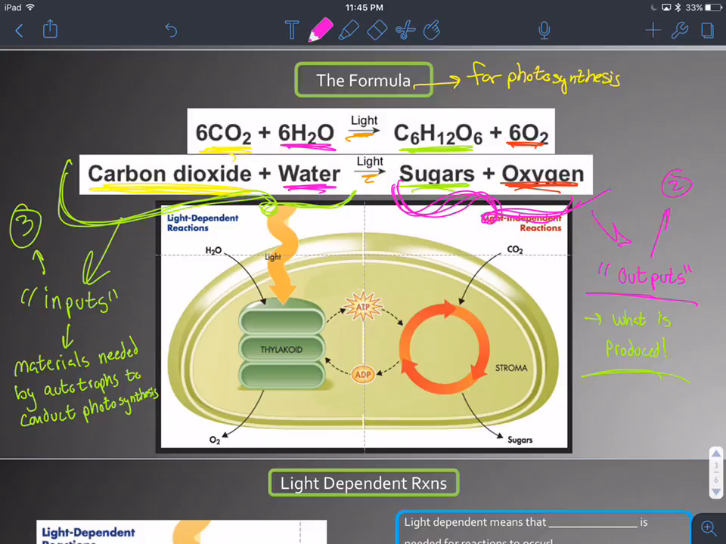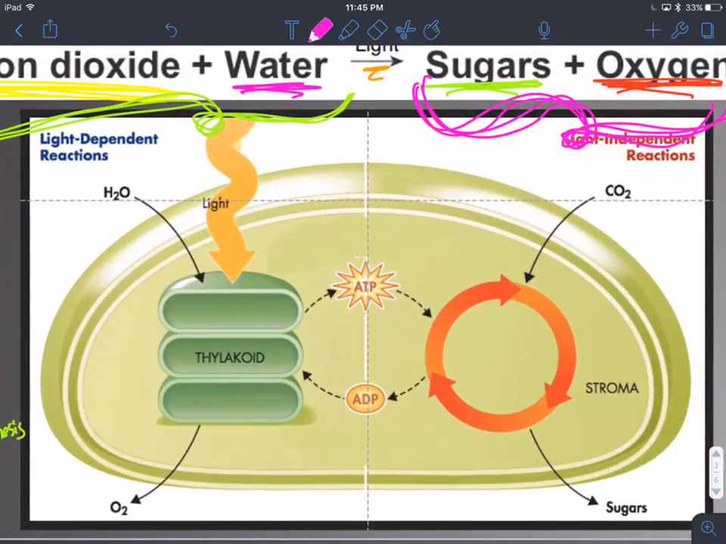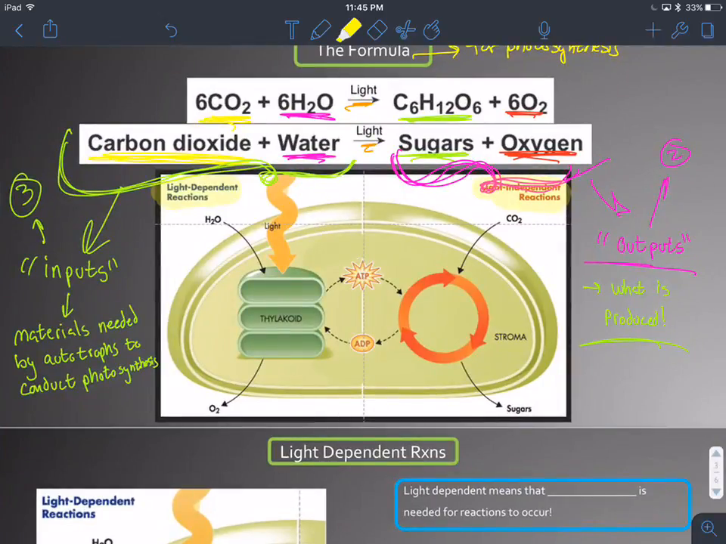So what you notice here on this diagram, though, is that we have light-dependent reactions on the left, and on the right we have light-independent reactions. So what we're going to do in this class, and what our objective is for today, is to actually be able to differentiate what are the light-dependent reactions of photosynthesis and what are the light-independent reactions of photosynthesis.